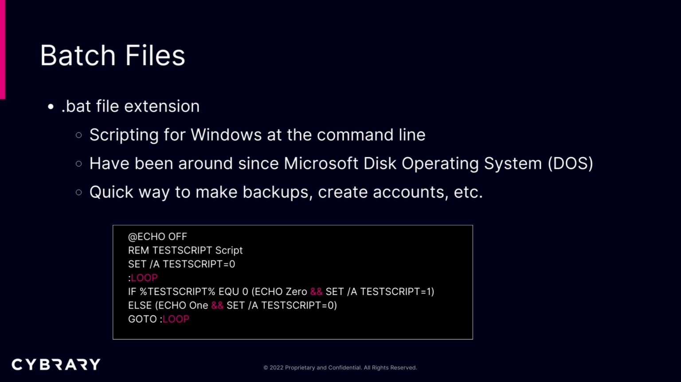So let's look at the first scripting language, and that is the batch file. Now, the batch file is a .bat file extension. Windows batch scripts have been around since Microsoft Disk Operating System, or DOS. The Windows batch script is probably the fastest way to get something done when all you need is a list of commands run one right after the other. It's a quick way to create user accounts, make backups of files, and other tasks.